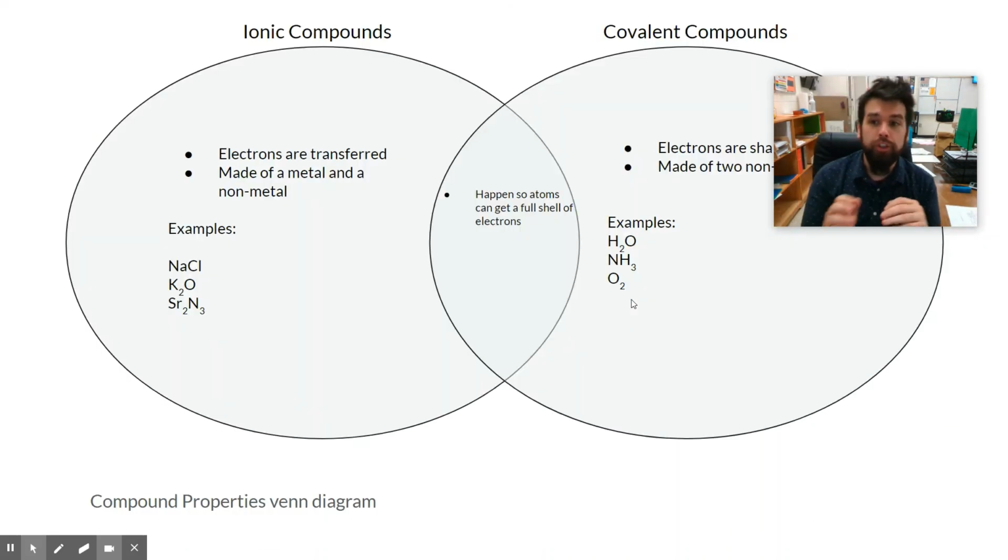So rather than our usual Google form this week, what I'd like you to do instead is draw this Venn diagram and then add to it the other characteristics of ionic and covalent compounds. Once you've done that, just take a picture of it and upload it onto the assignment. Thank you very much.